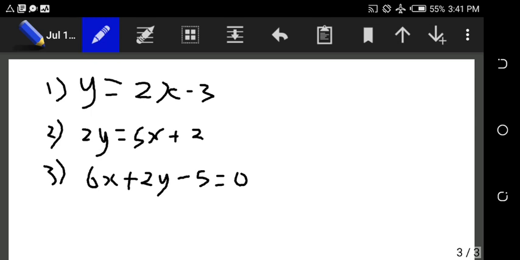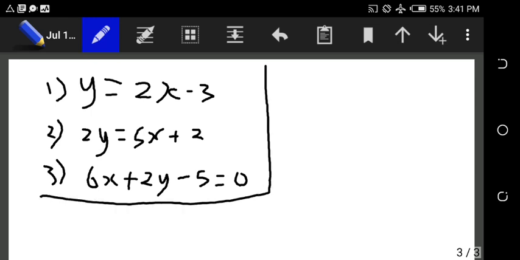Now what are we trying to do? We want to find out the values of the gradient, that is the slope, and the intercept from the given equation. Now for number one, let's consider the first one.